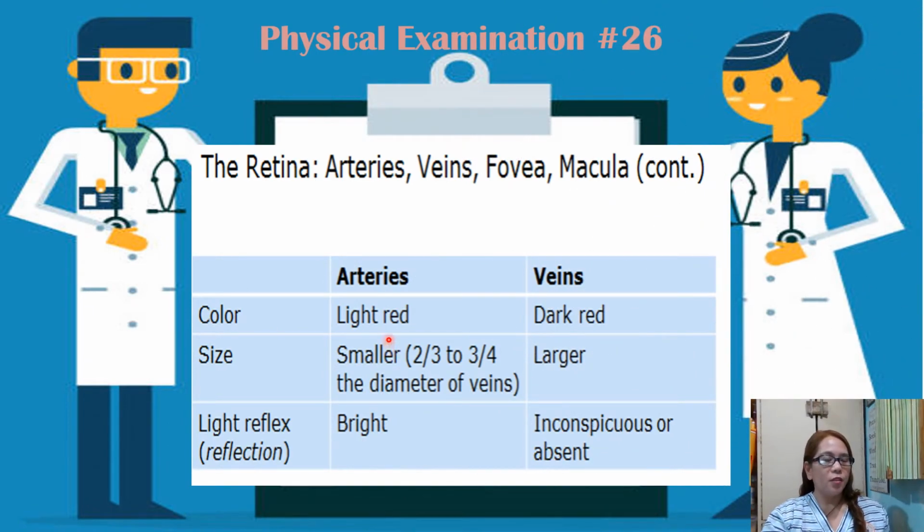So, to differentiate the arteries and the veins, you have to look at the color. The arteries are usually light red, while the veins are dark red. The arteries are smaller, 2/3 to 3/4 the diameter of the veins, while the veins are larger. For the light reflex, usually the arteries are bright, while the vein is inconspicuous or absent. You know that the vein carries deoxygenated blood, while the arteries carry oxygenated blood. Kaya sila ay red, di ba?